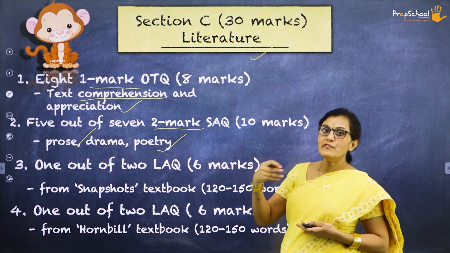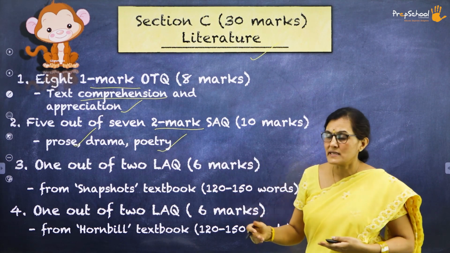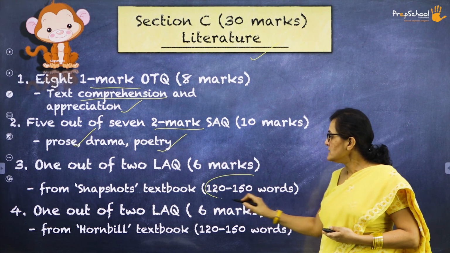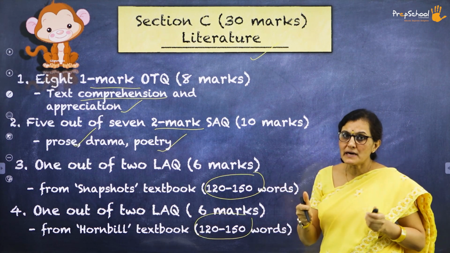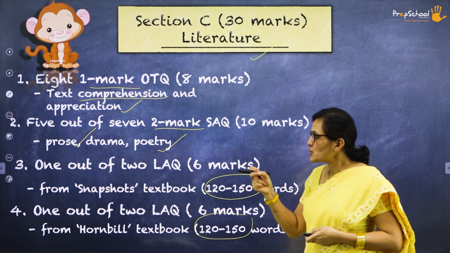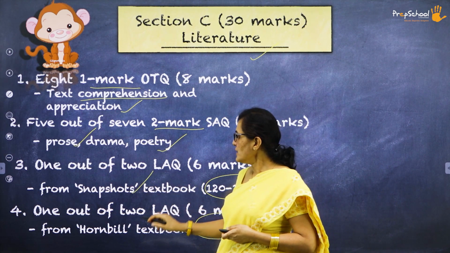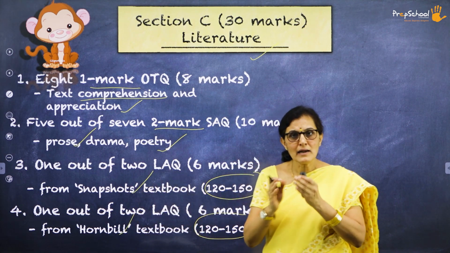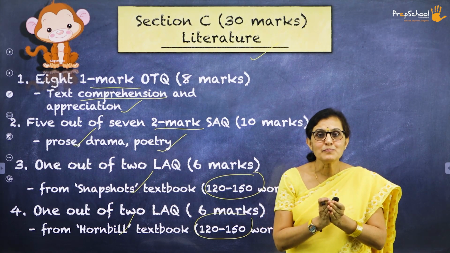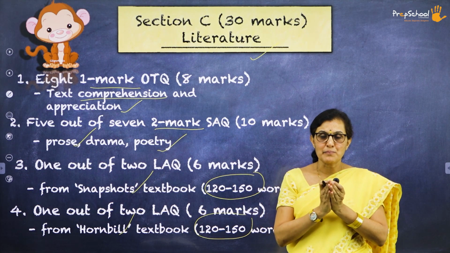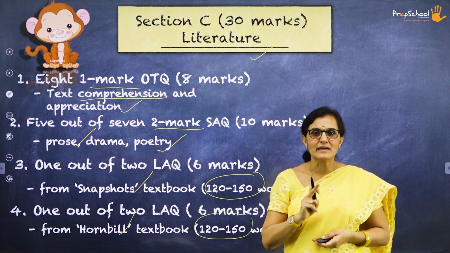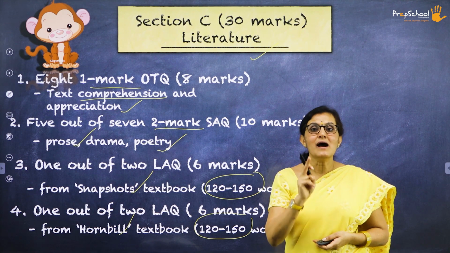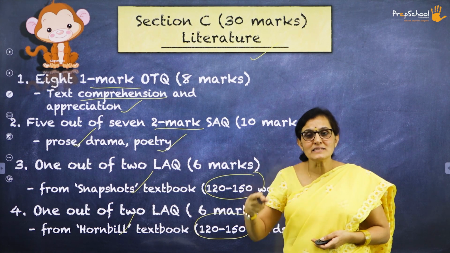And you will have 2 long answer questions where the word limit is 120 to 150 words. It's for 6 marks and each question is from Snapshot and from your Hornbill textbook. What is important in this section? It is important that you have a practice of reading the textbook thoroughly, understanding and answering.